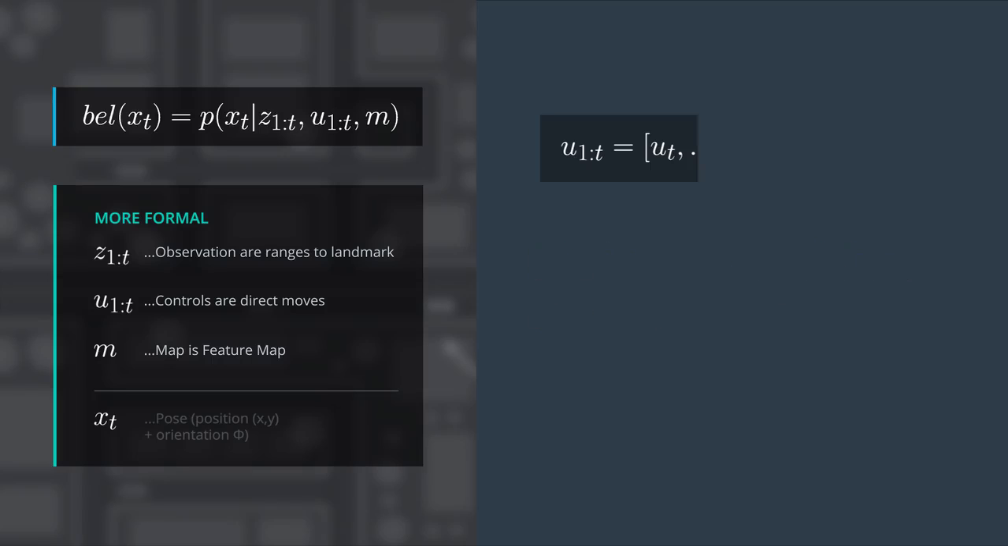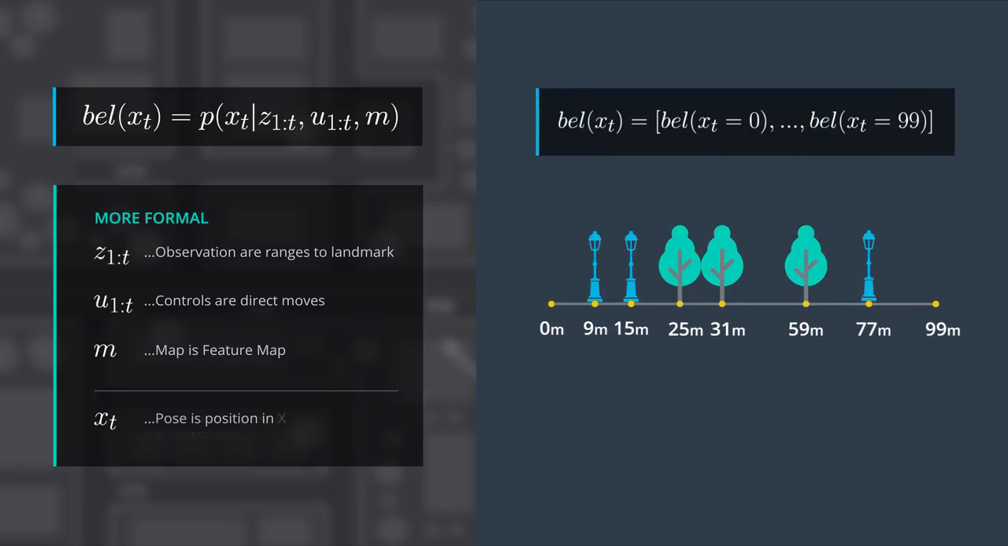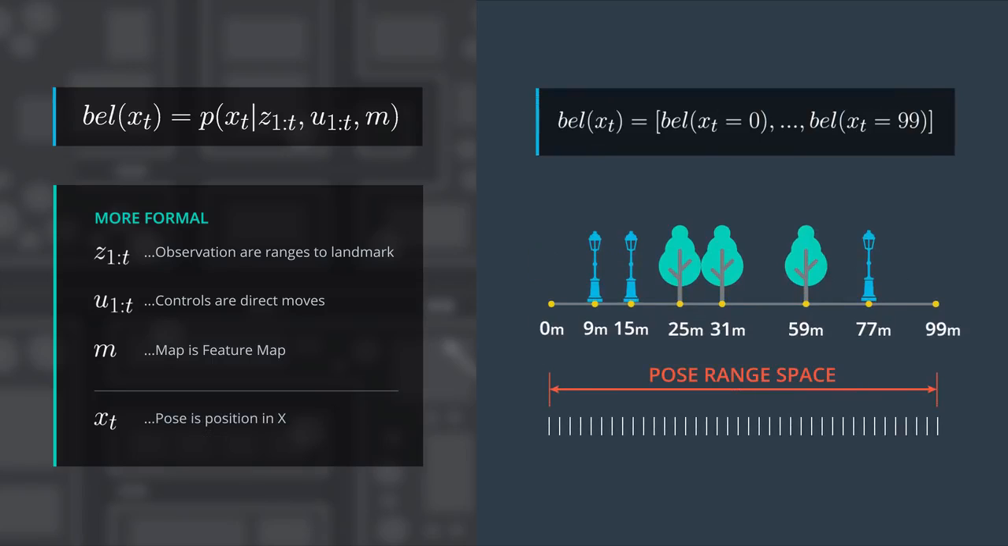The true pose of the car is somewhere in the mapped area. Since the map is discrete, the pose of the car could be any integer between 0 and 90 meters. This means the belief of x_t is defined as a vector of 100 elements, and each element represents a probability that the car is located at the corresponding position. The goal is now to estimate these values.